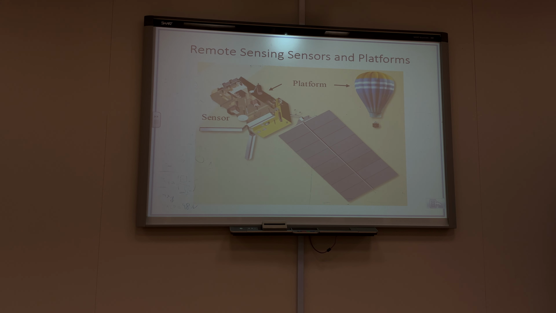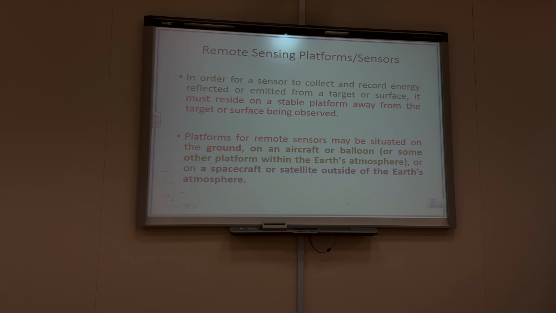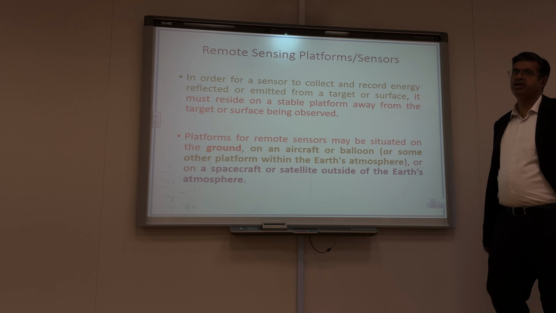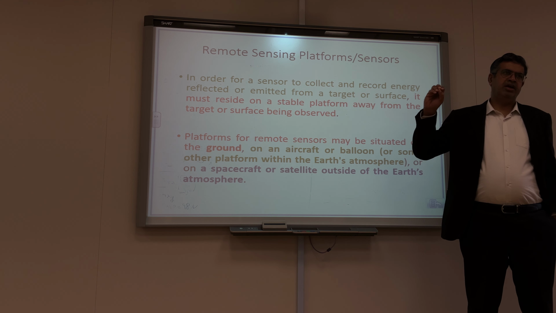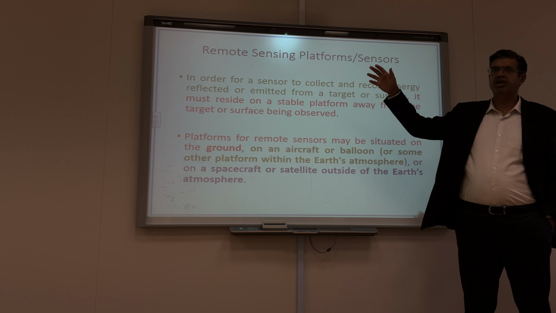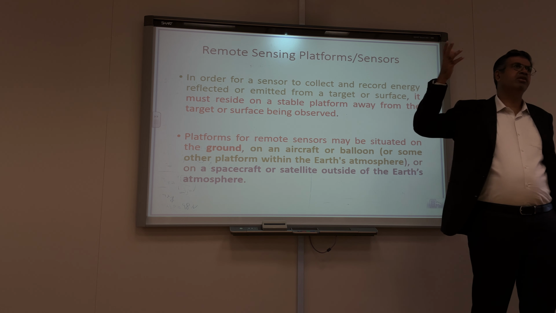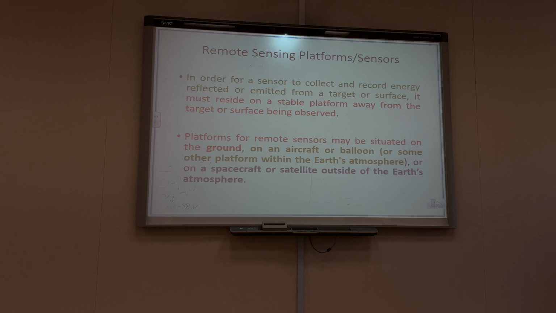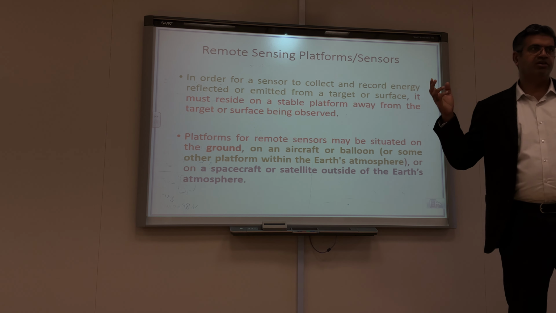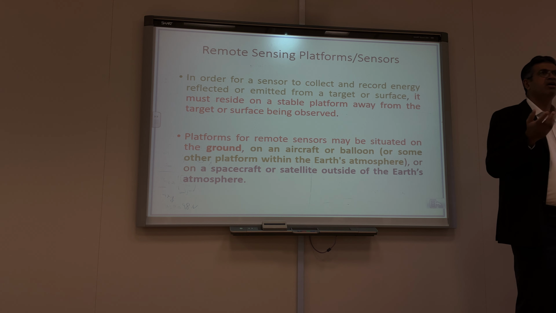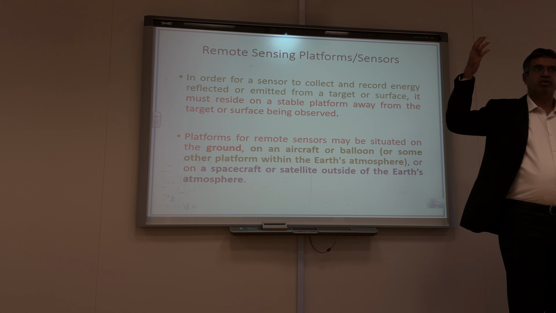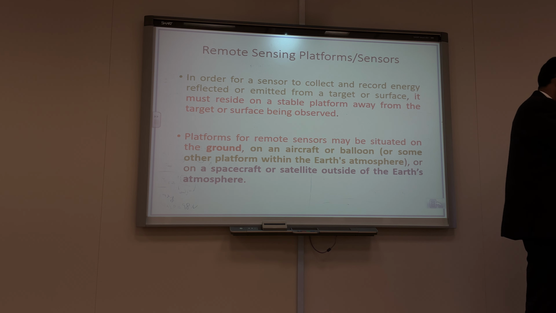Now each sensor has its own advantage and disadvantage, but mostly when we are talking about remote sensing of the Earth, we are dealing either with an air-based platform and sensor, or these days with a space-based platform and sensor. So we are talking about satellites and satellite images. A satellite is a platform which is in space.